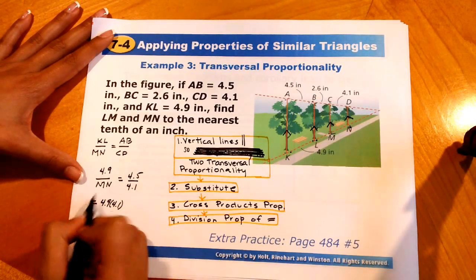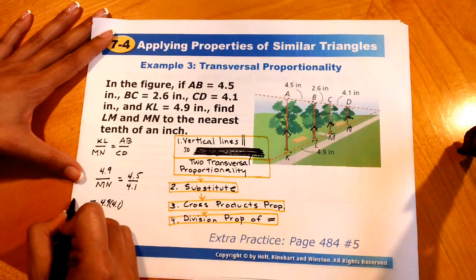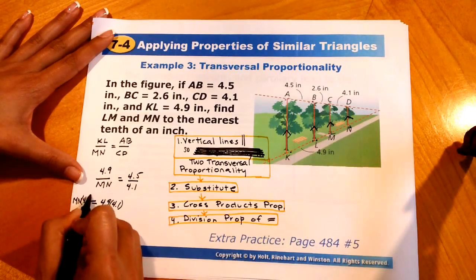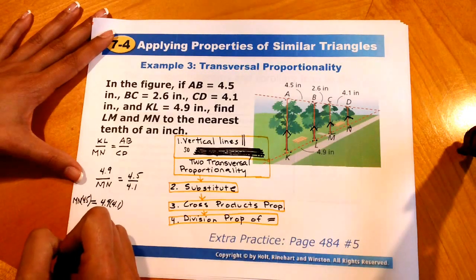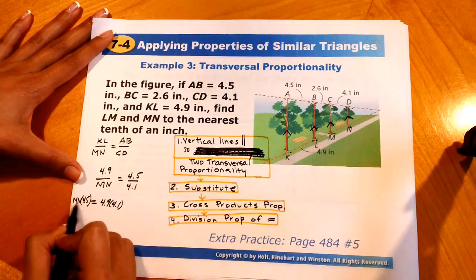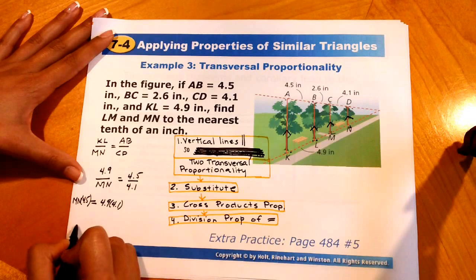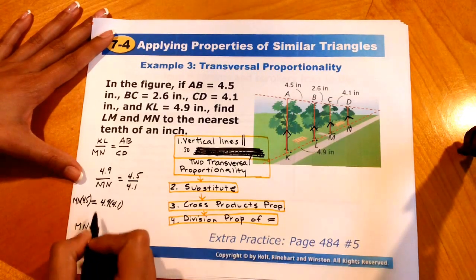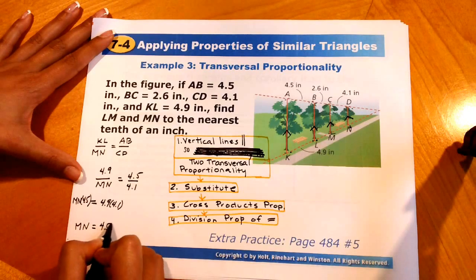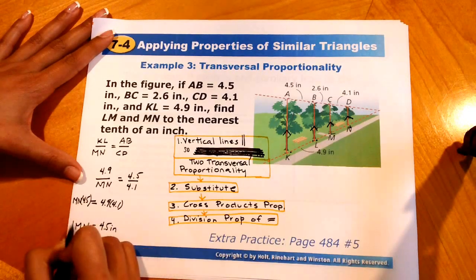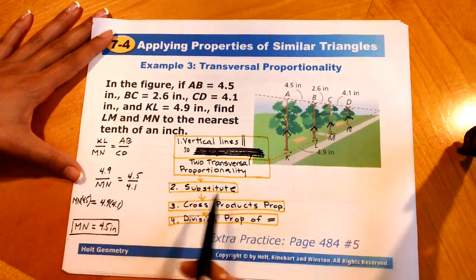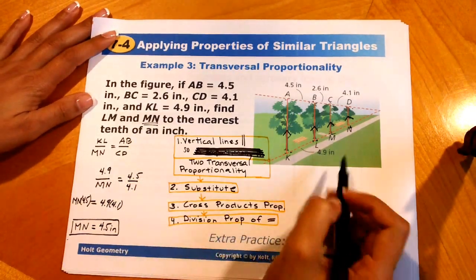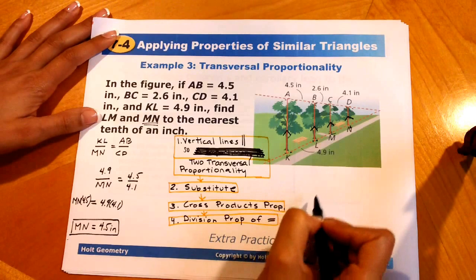And then on the other side I have MN times 4.5. And I am running out of room. But if I divide both sides by 4.5, I'm going to end up getting MN being equal to 4.5 inches. That's only part of my answer, so now I'm going to have to solve the other missing section.